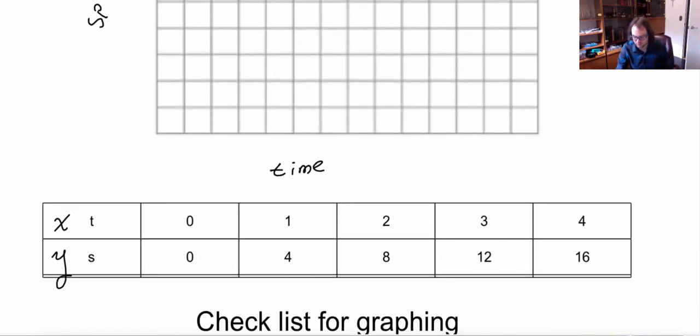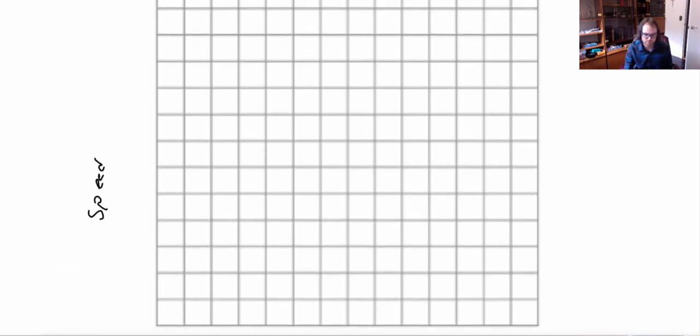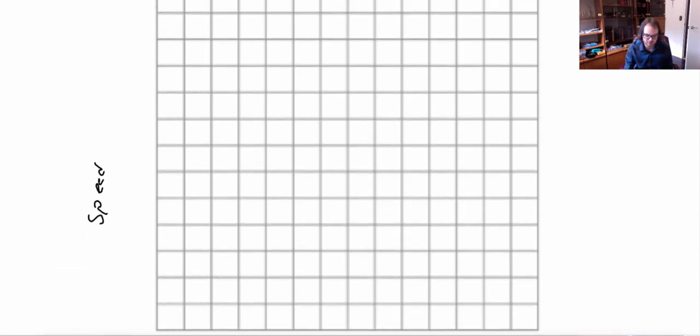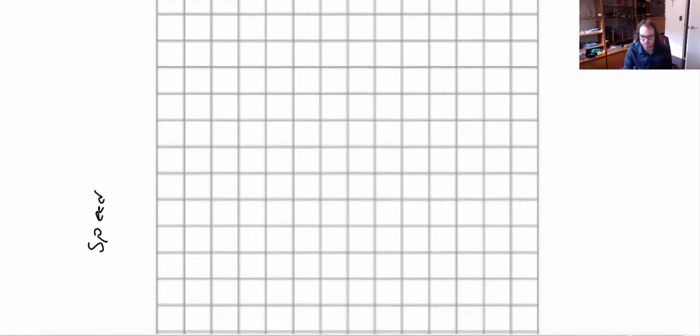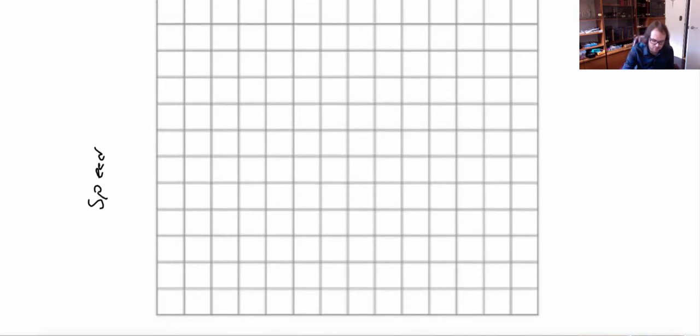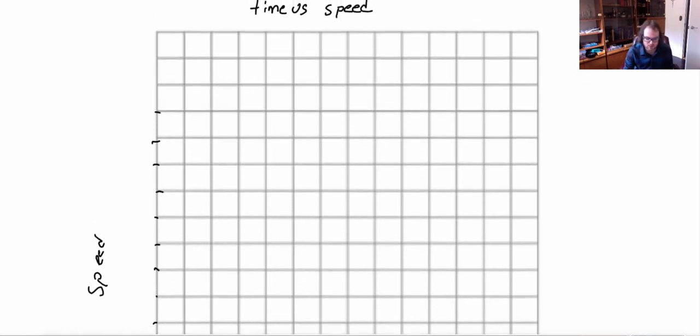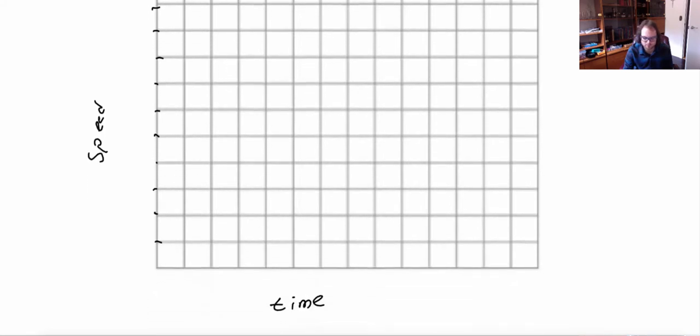We want to cover most of the graph. So I'm going from all the way to 16 and 4. So how many points do we have here? I'm just going to put a title of this. So this is going to be time versus speed. And we have 1, 2, 3, 4, 5, 6, 7, 8, 9, 10, 11, 12, 13, 14. So we have 14 altogether.